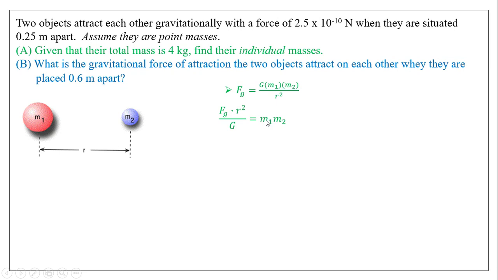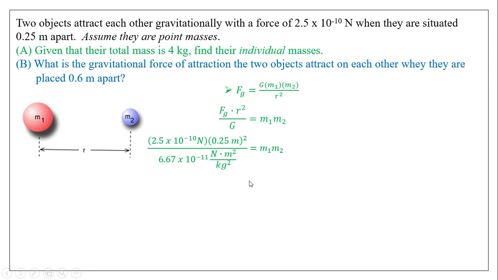Once I get to here, you notice I have M1, M2. I don't know what M1 is. I don't know what M2 is. But that doesn't matter. What I do know is the left side of the function, because F of g is given, r is given, and G is the universal constant, which is given to you. Here, I'm just going to plug in values that are given to me. F of g is 2.5 times 10 to the negative 10 newtons, and then the distance between the two centers is given as 0.25 meters. I want to square that because the function itself is squared, so don't forget the square there. And then divided by G, which is just 6.67 times 10 to the negative 11.